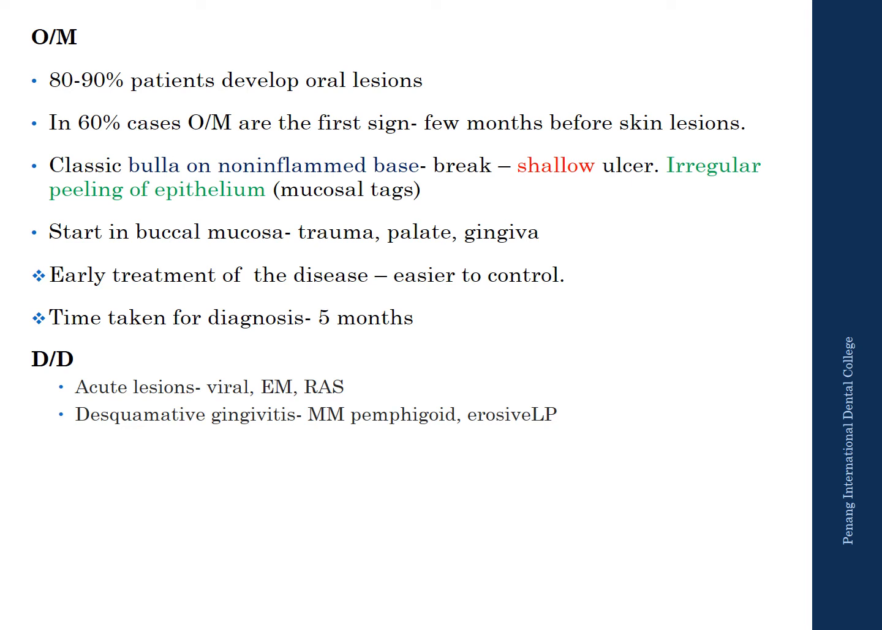Generally, ulcers start in the buccal mucosa due to trauma, and they could also be seen in the palate and gingiva. Early treatment of the disease is very important, and it is easier to control. Since the diagnosis is difficult, it generally takes about 5 months on average until the patient actually gets diagnosed as pemphigus. So what happens is like the case that I told you, which we discussed in the beginning. Most of the time, the patient assumes that the ulcers would just go away and does some home remedy.